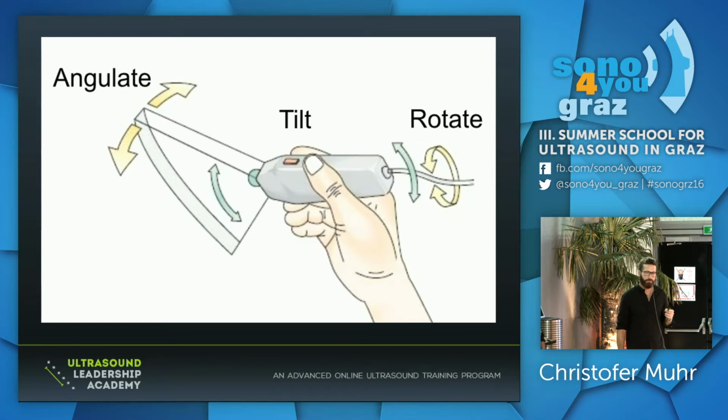I was joking with some of you that you might end up in prison if you hold a probe like this, at least in Sweden.